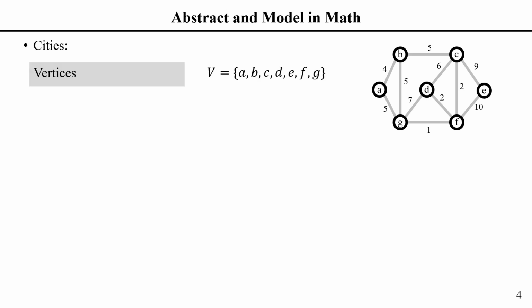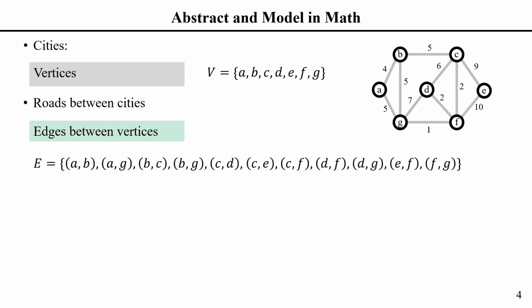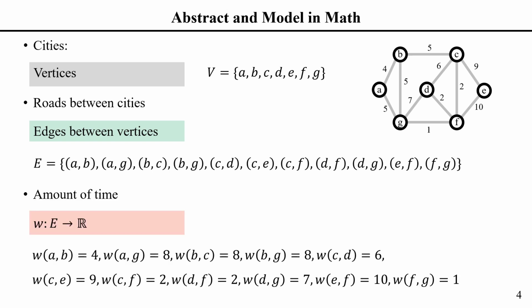The cities can be represented by vertices in the graph, and the roads between cities are the edges between vertices. And finally, the amount of time taken to construct each road can be expressed by a weight function that maps from an edge to a real number. For example, the weight of the edge AB is 4. This may represent constructing the roads between A and B takes 4 hours.